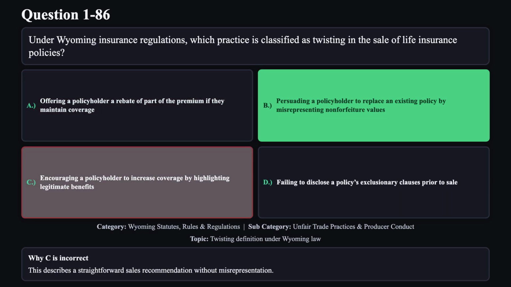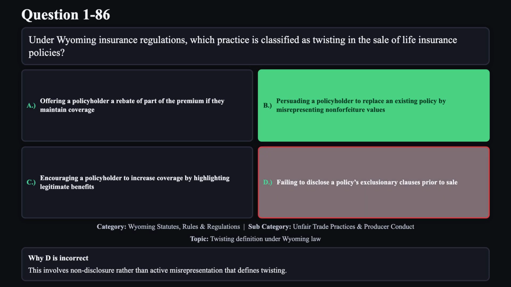Reason C is not correct. This describes a straightforward sales recommendation without misrepresentation. Reason D is not correct. This involves non-disclosure rather than active misrepresentation that defines twisting.